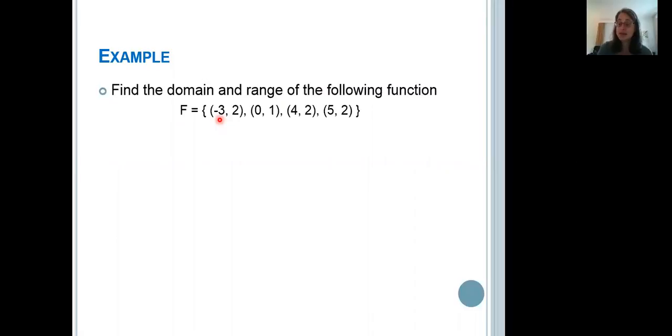The domain is the set of the X's. So the domain is the set -3, 0, 4, 5. Okay? The range is the set of Y's: 2, 1, 2, 2. Now, don't let the repeated Y's upset you. That's okay. Domain and range are only defined for functions, by the way. We can have repeated Y's. We cannot have repeated X's in functions.